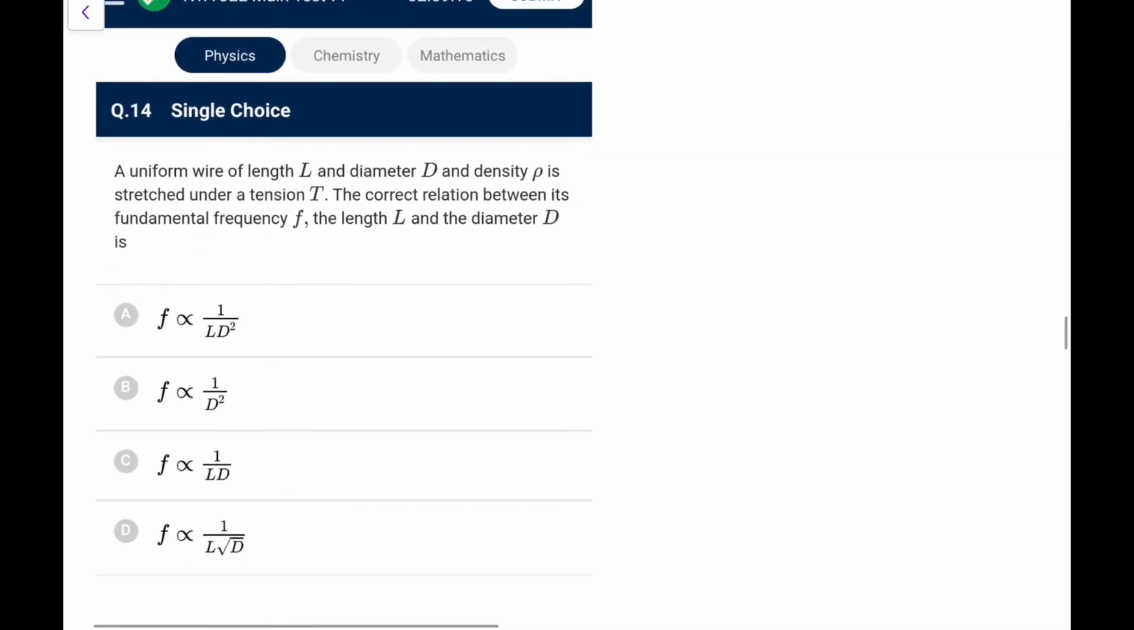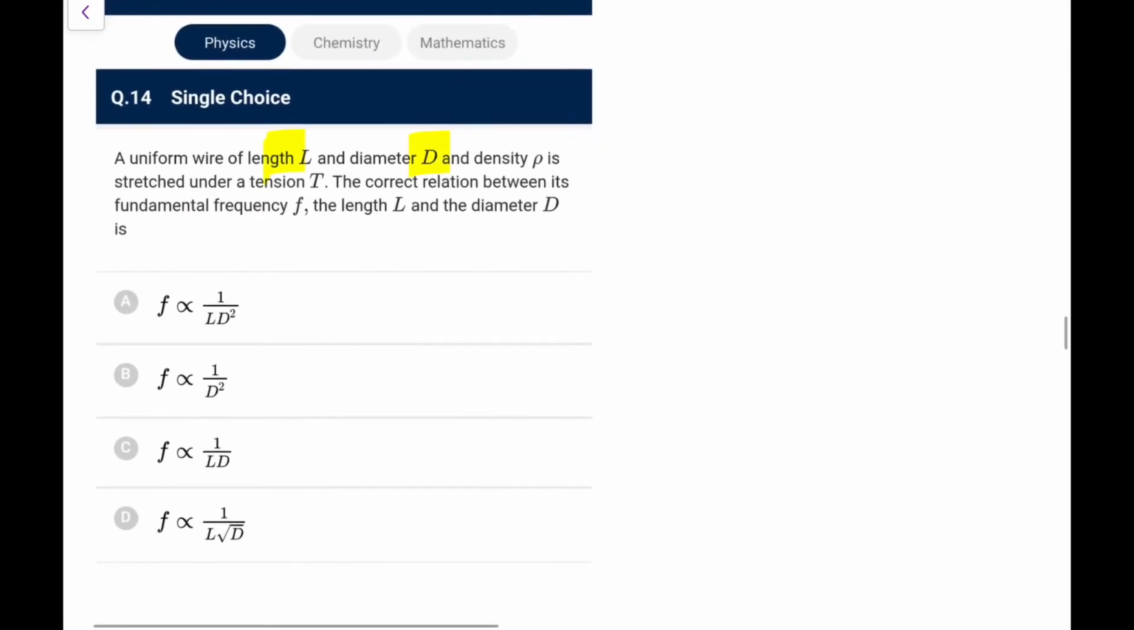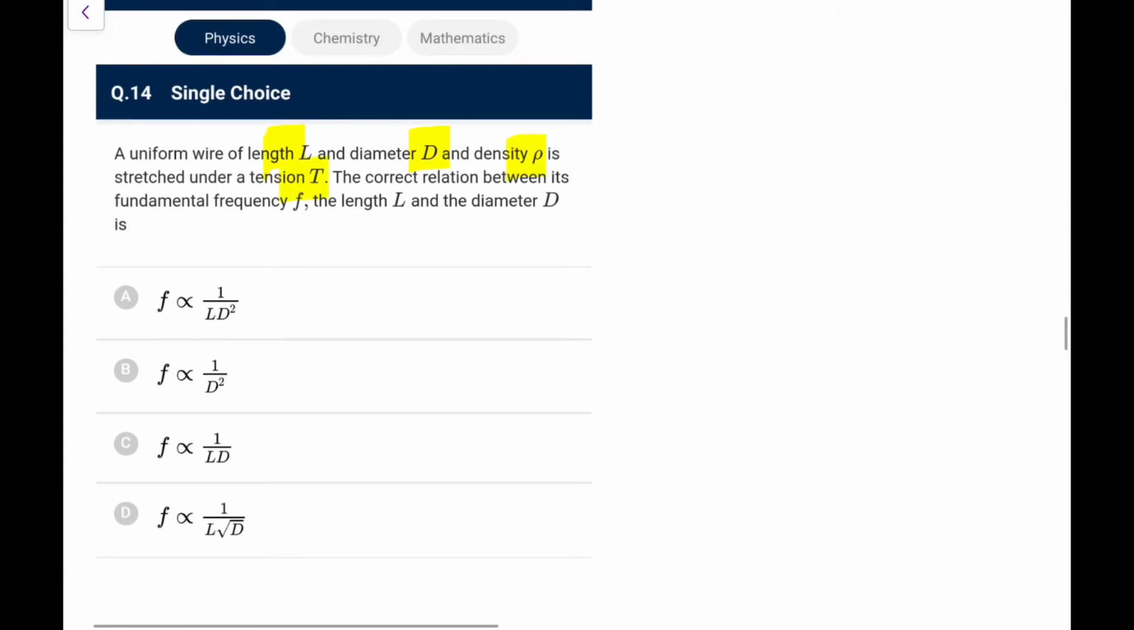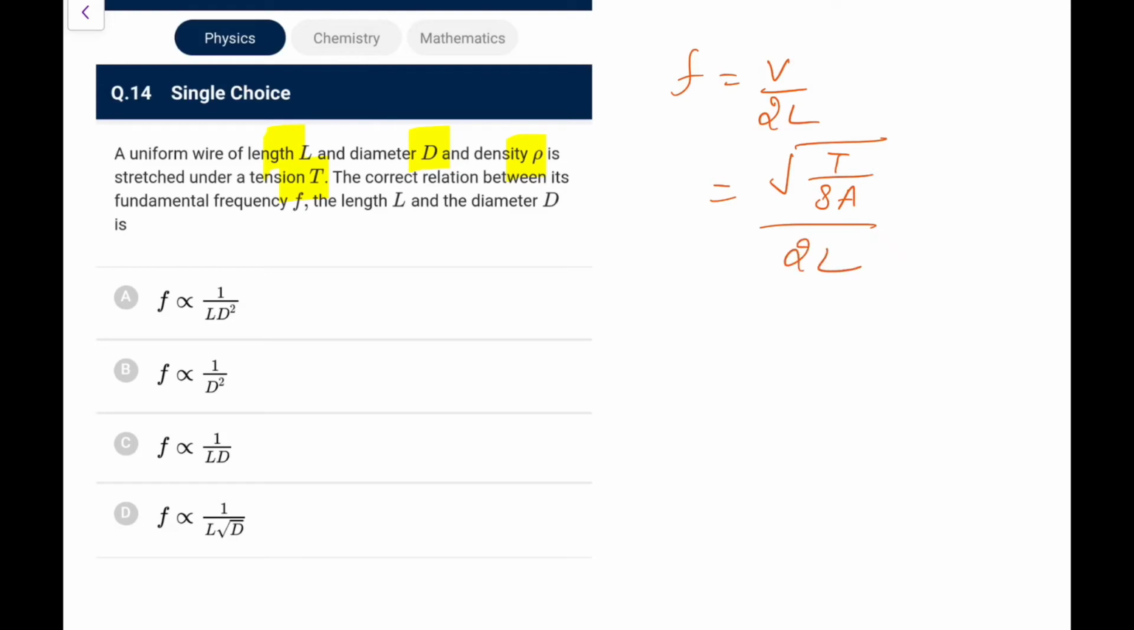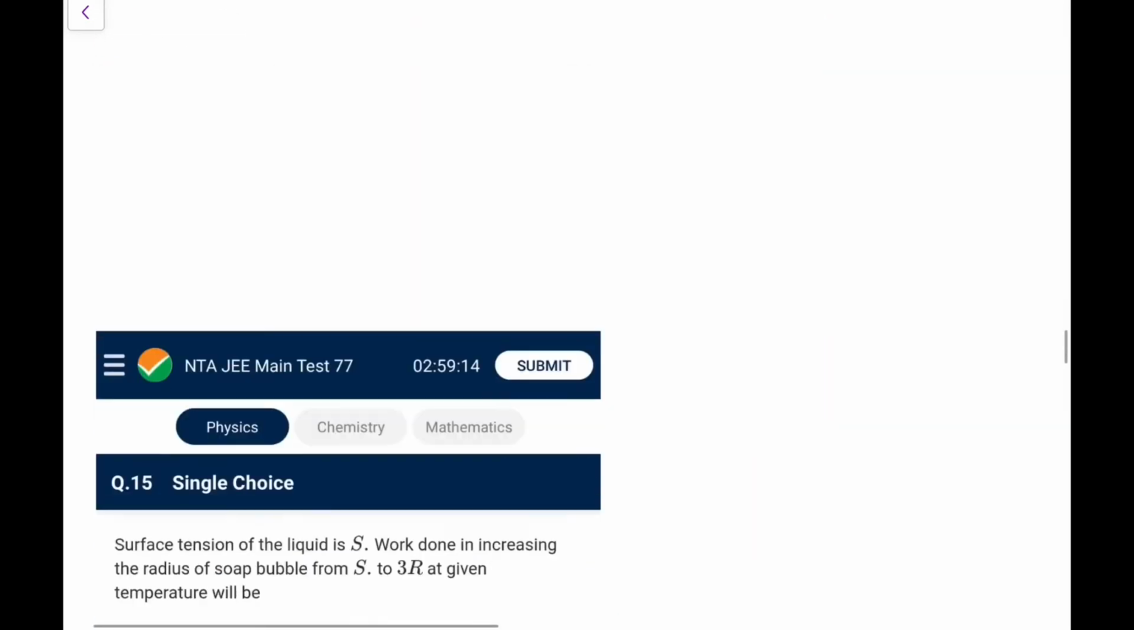Next, we have a wire of length L, diameter d, density ρ, stretched under a tension T. Correct relation between fundamental frequency, this, you know, f is v by 2L, v is under root of T by μ, μ is ρ times A upon 2L. So what we will have, area is proportional to d², so what we have, f would be inverse to d and L. So f would be inverse to d and L, so we will go for option C here.